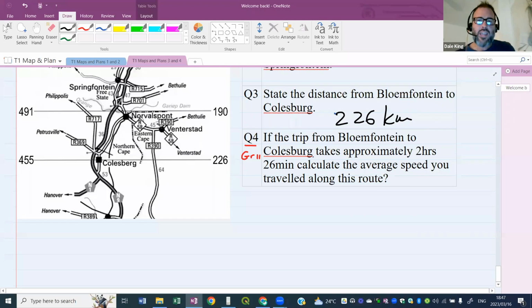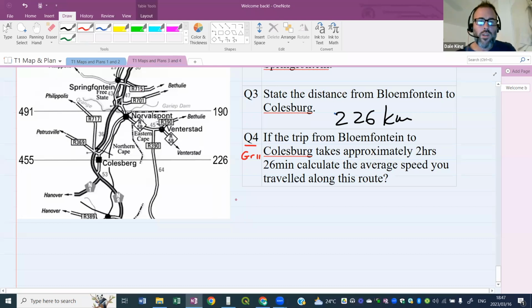Here comes a similar question. Question 4. If the trip from Bloemfontein to Colesberg, where we just spoke about, takes approximately 2 hours and 26 minutes, calculate the average speed you traveled along this route. And I can see Sonia's expression. Even though her camera's not on, I can just picture Sonia's expression right now.